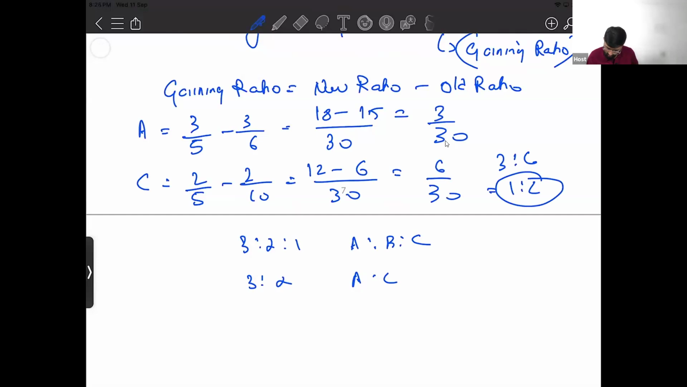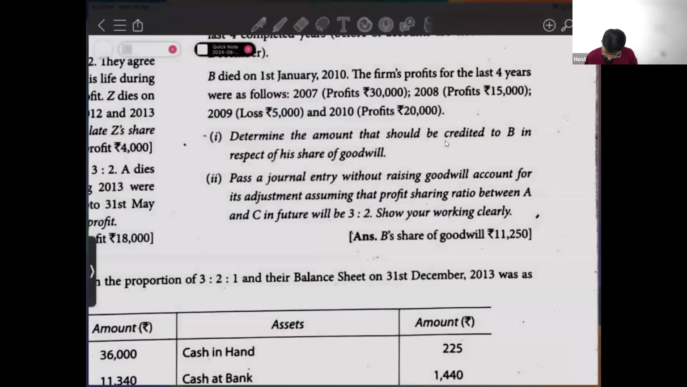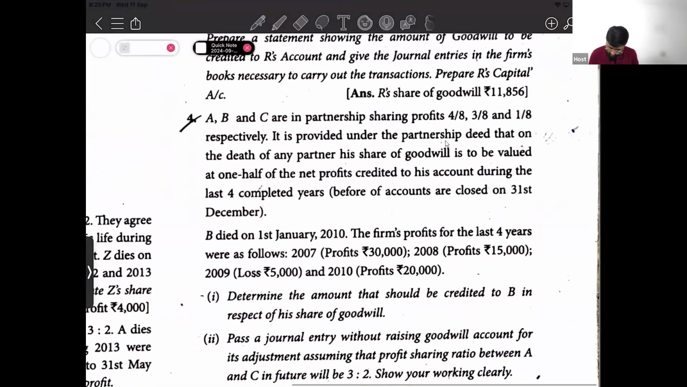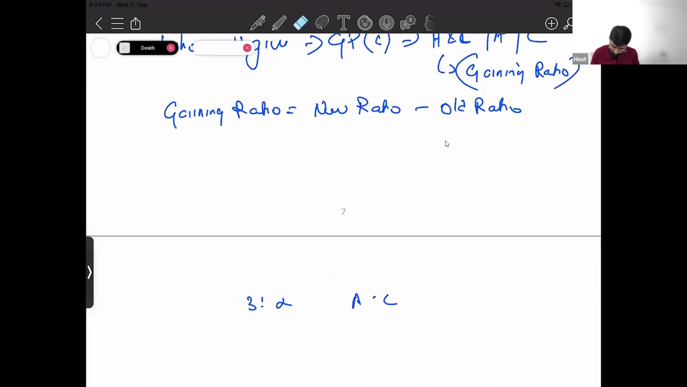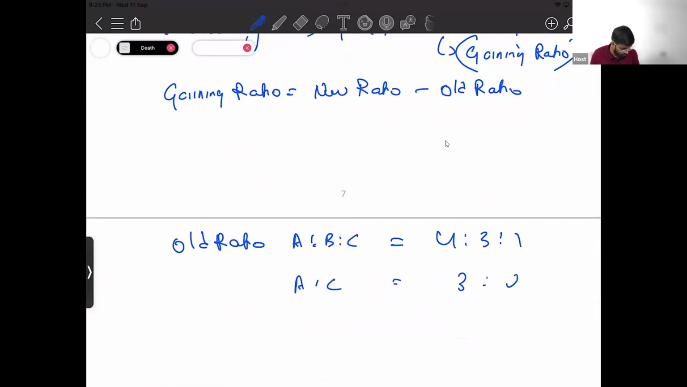What is the old ratio? Oh, sorry. I said the old ratio wrongly. Very, very sorry. Old ratio of A, B, and C is 4 is to 3 is to 1. And the new ratio between A and C is 3 is to 2.